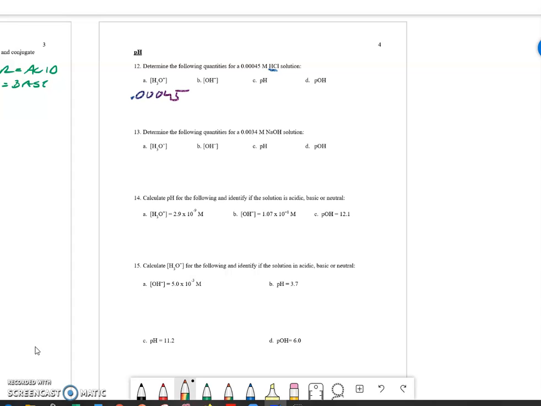Now, how do I get my OH concentration? I'm going to take 1 times 10 to the minus 14 divided by this, and when I do that, I get 2.2 times 10 to the minus 11. Now, how do I get my pH? I take the negative log of 0.00045, and when I do that, I get 3.3. And to get my pOH, I take the negative log of 2.2 times 10 to the minus 11, and I get 10.7. Or another way to do that is to simply take 14 minus 3.3, and you get 10.7, because remember I said that your pH and your pOH will always add up to 14.